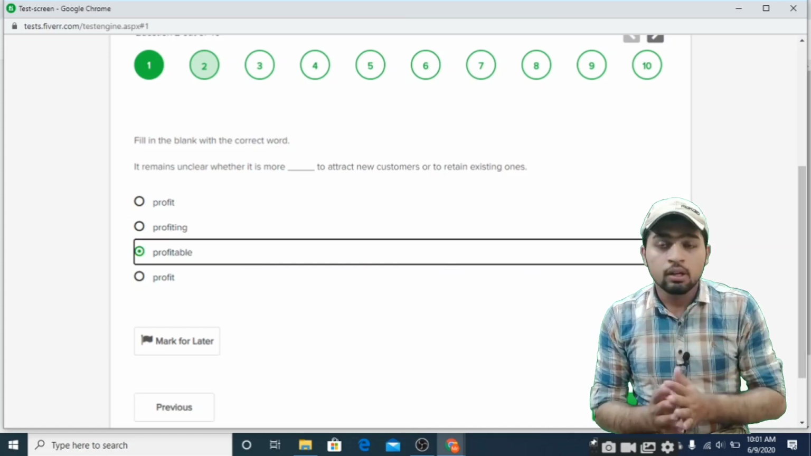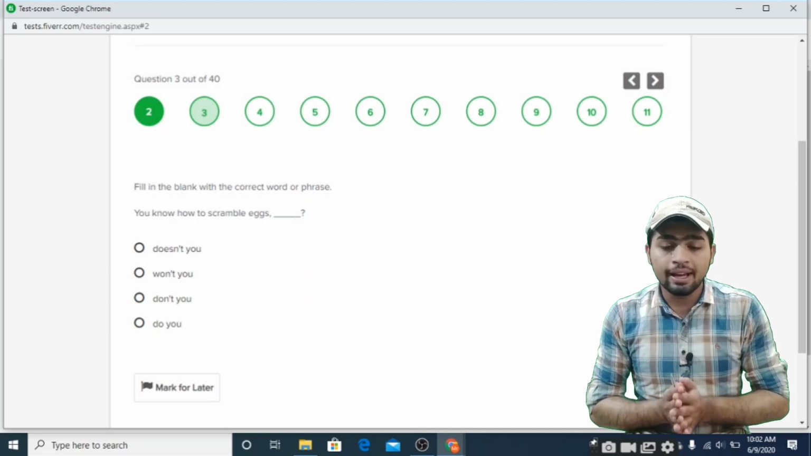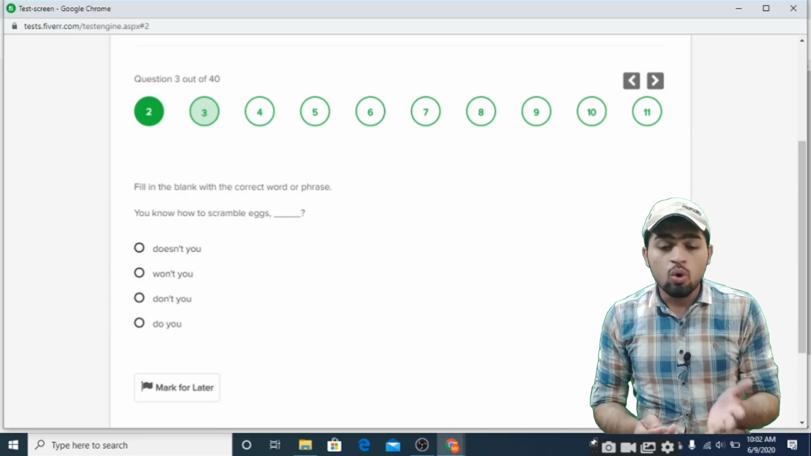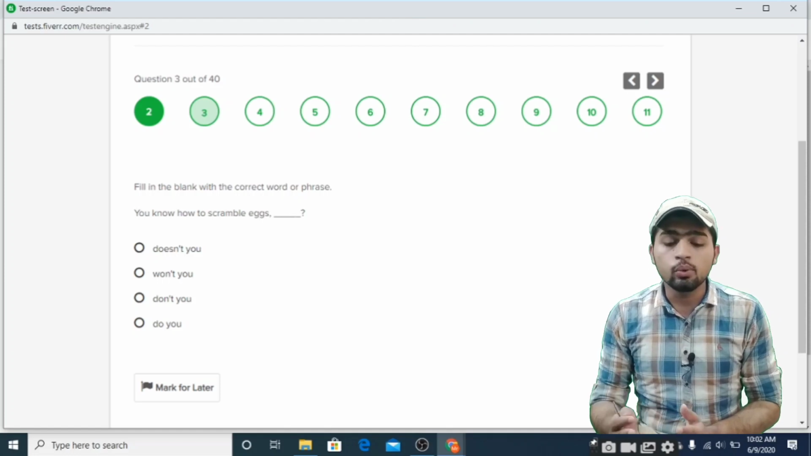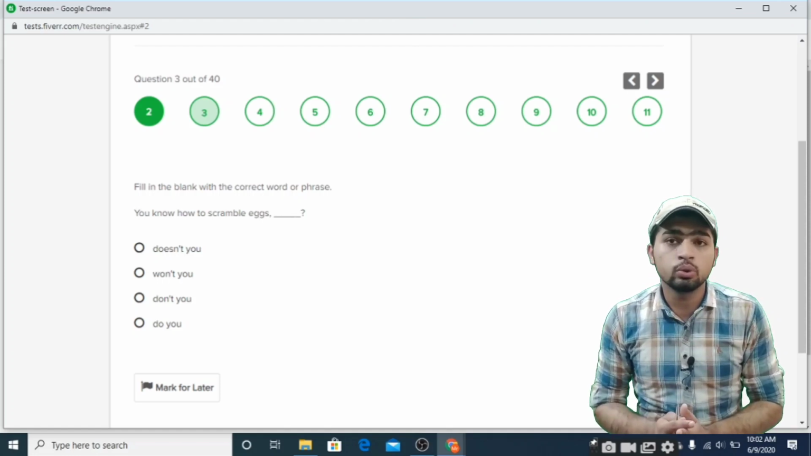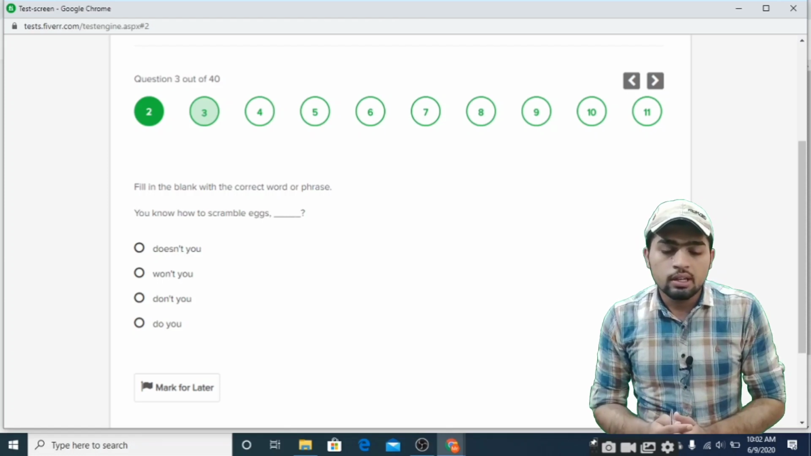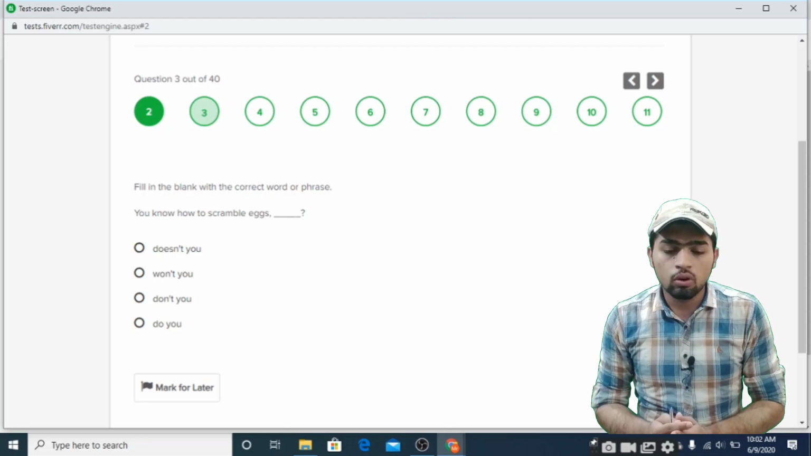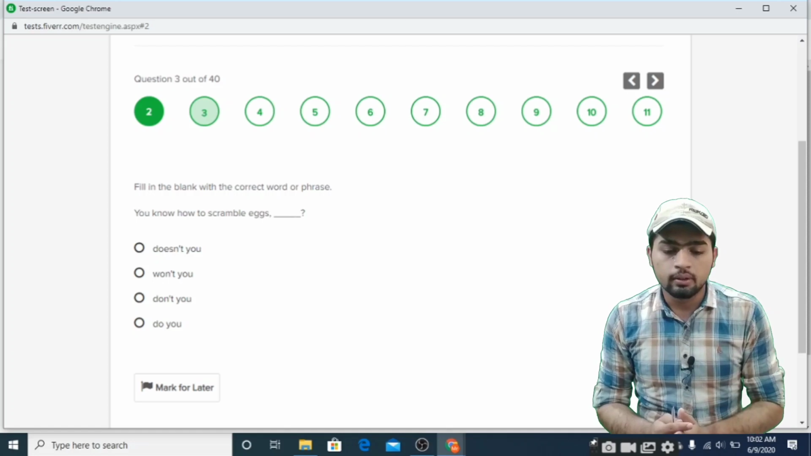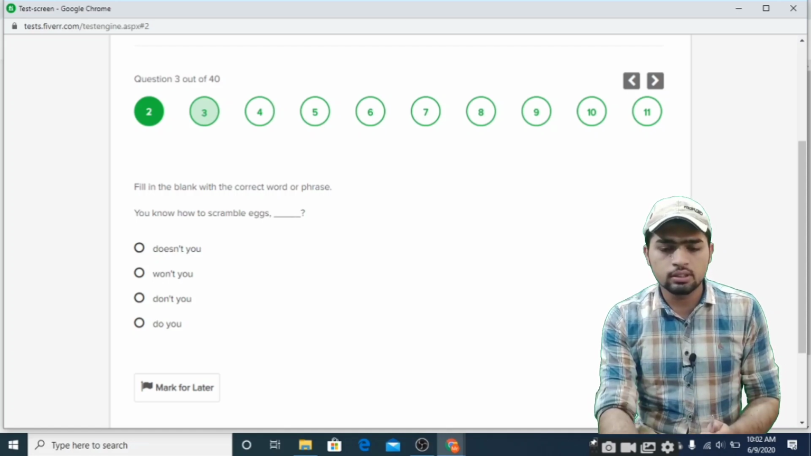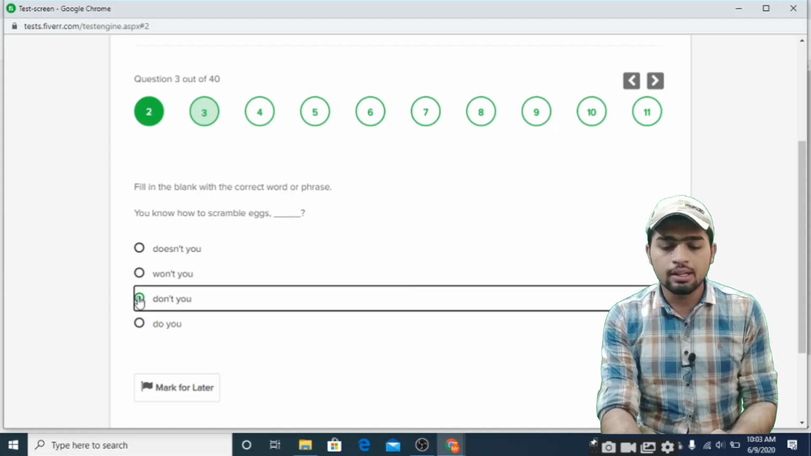Hence the correct answer is profitable. I click on next. The third one is fill in the blank with the correct word or phrase. You know how to scramble eggs, question mark, doesn't you, won't you, don't you, do you? What is the correct answer in your opinion? In my opinion, the correct answer is don't you. So I click don't you and click on next.